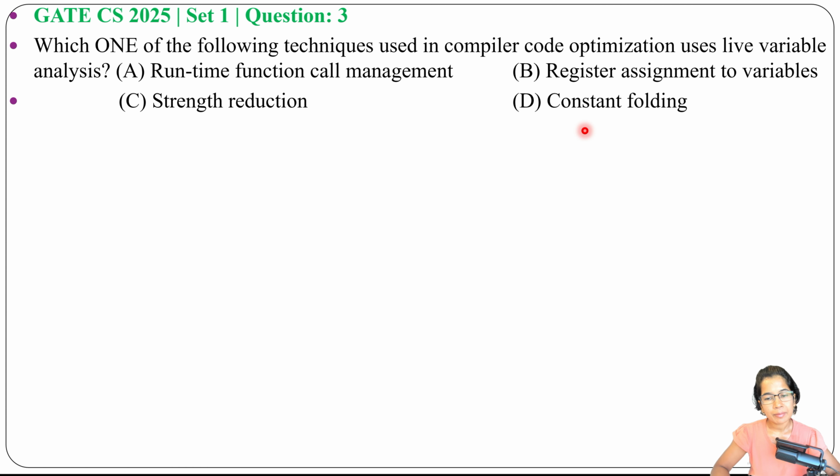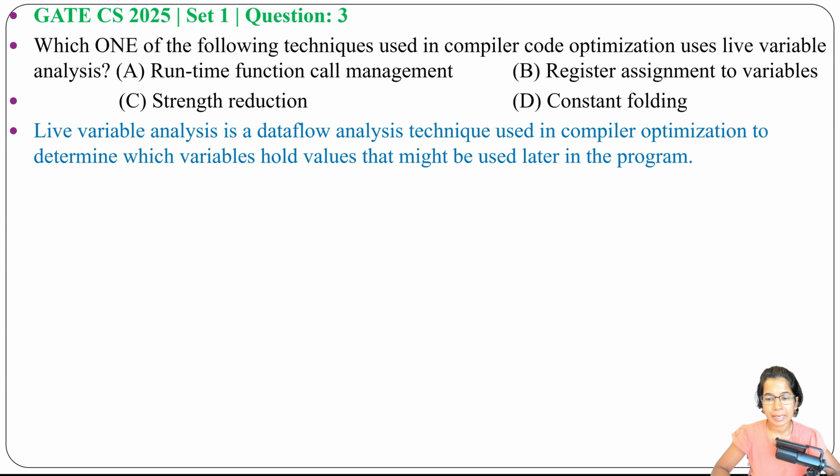What is live variable analysis? Whether a variable is live after this or not. If that is live, then we can keep that register. If that is not live, or dead, then we can allocate that register to some other variable. So live variable analysis is a data flow analysis technique in compiler optimization to determine which variables are live, which we can use later in the program.